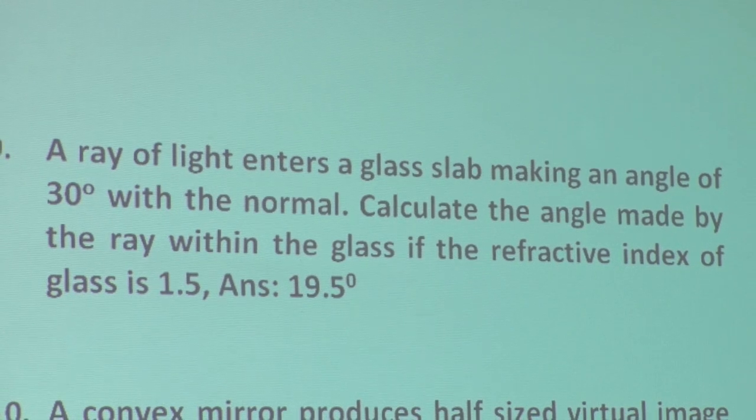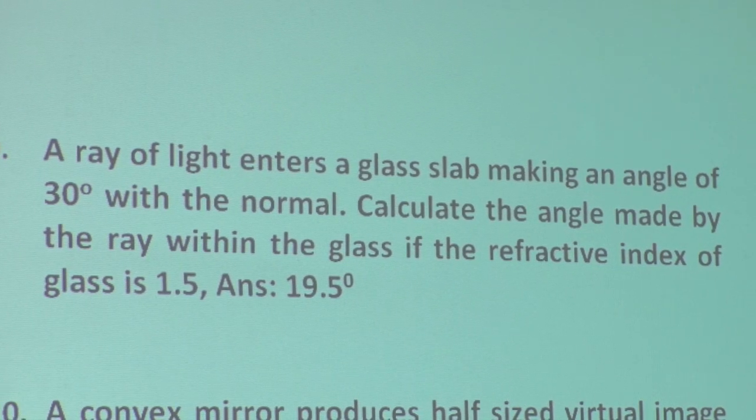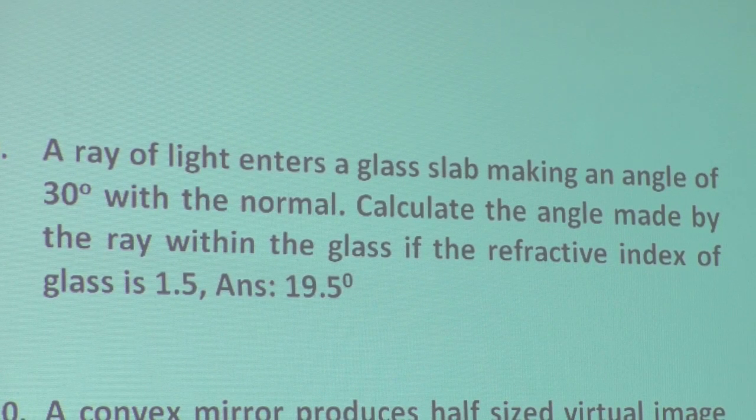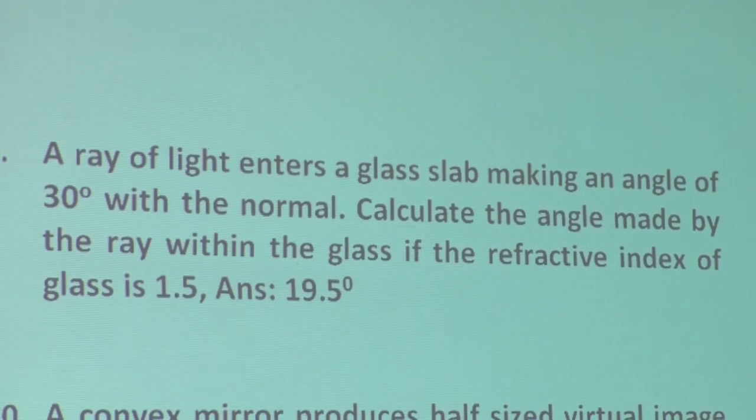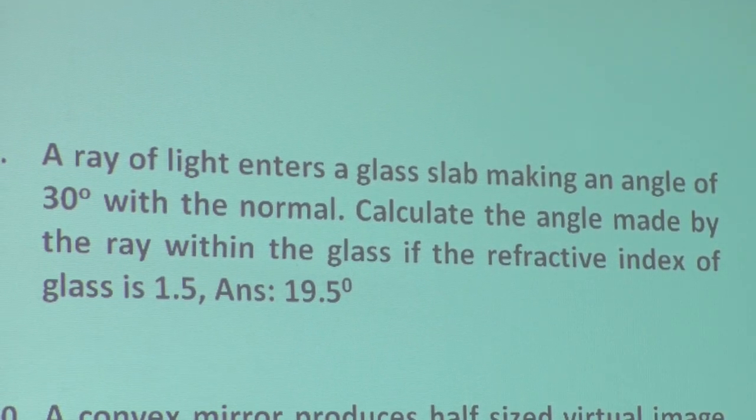See, it is given, refractive index of glass is 1.5. What do you mean by that? With respect to air. It is not mentioned, need not be mentioned, it is quite common. So, a ray of light enters a glass slab, making an angle of 30 degrees with the normal. Calculate the angle made by the ray within the glass if the refractive index of glass is 1.5.